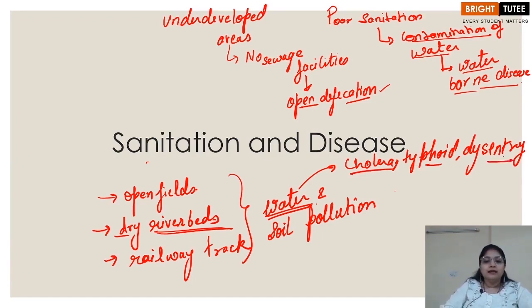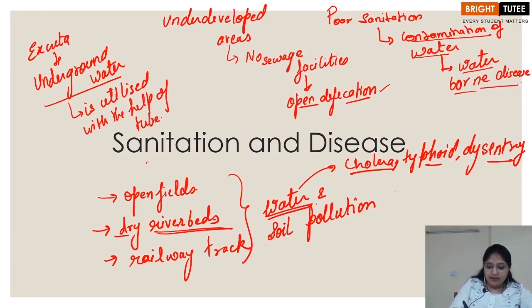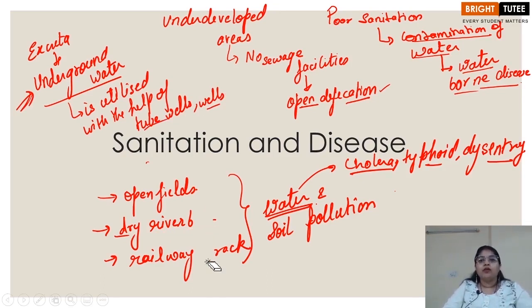Also, many times this excreta goes to the underground level, into the underground water. Now underground water comes up when it is utilized with the help of tube wells and wells, hand pumps, and so many other ways. So this contaminated underground water comes up onto the surface through these methods, either by digging tube wells or by putting a hand pump. So as you see, because of this excreta, the underground water has also been polluted. Again, when this water comes up to the surface and is utilized by the people, it increases the danger of waterborne diseases, right?